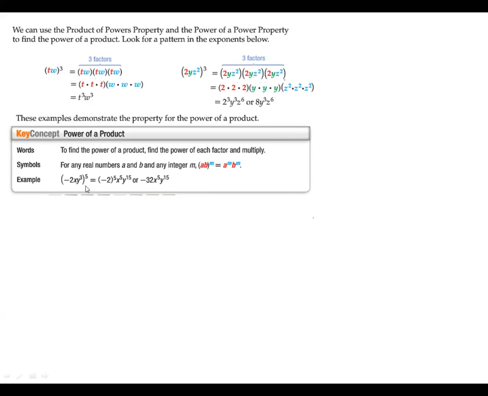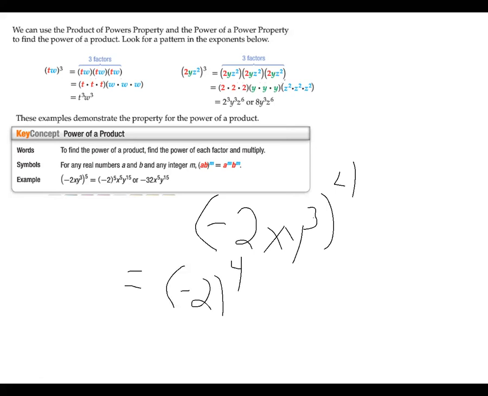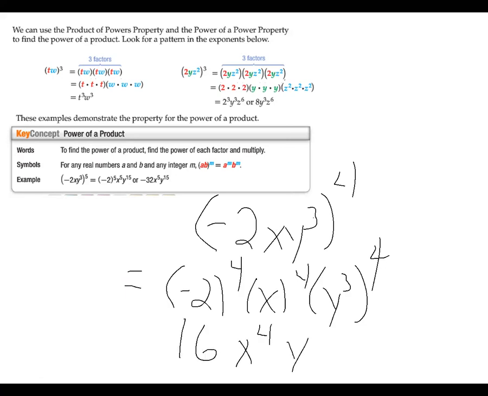Just be careful when you have negative numbers. Like in the example here, (-2)^5, you would have to put that in parentheses, raise it to the 5th power. If it was (-2xy^3)^4, you would have to write (-2)^4, x^4, (y^3)^4. And guess what you'd get? (-2)^4 is negative 2 times negative 2 times negative 2 times negative 2, which is positive 16. Then the rest would be x^4 and y^12.